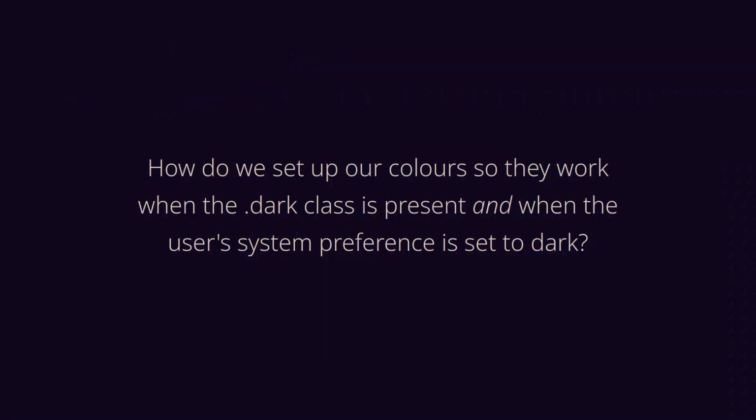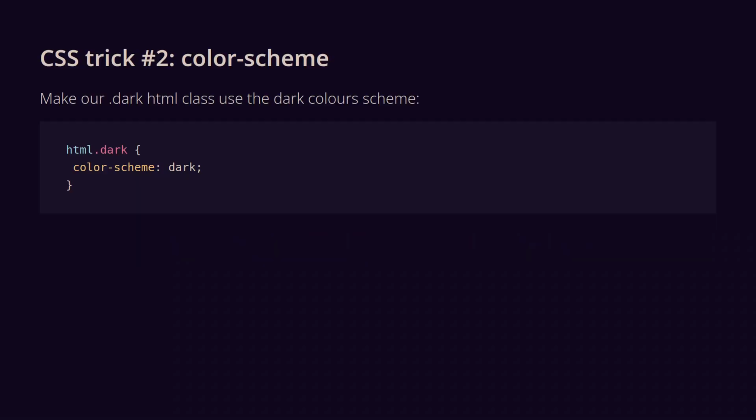But then how do we make this apply when the dark class is present, and when the user's system setting is set to dark? Well, then we have this really good property, color-scheme, that we can go ahead and declare what color scheme we want to apply for a certain element. So here we can just tell our .dark class that this is going to use color-scheme dark, and then it'll use the dark colors from our light-dark values.